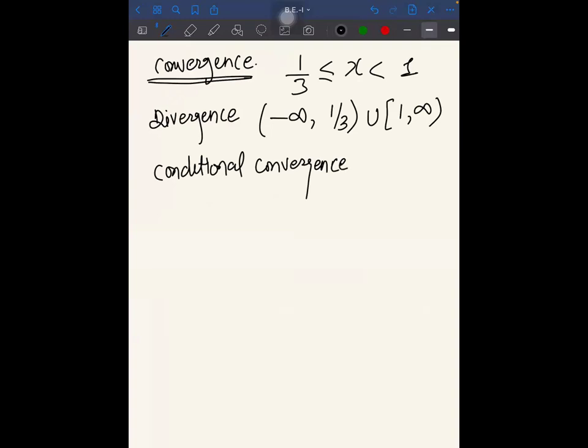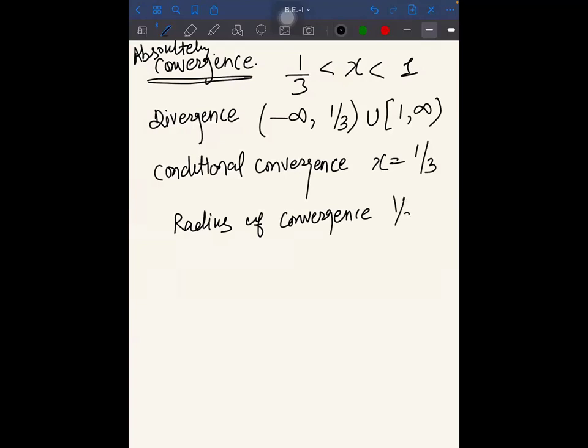And what about conditional convergence? Only at 1 by 3. If I want to write it separately, this is the part where it is absolutely convergent, x belongs to 1 by 3 to 1. Right? Is it fine? And the radius of convergence is what? 1 by 3. So that's how we're going to write it.